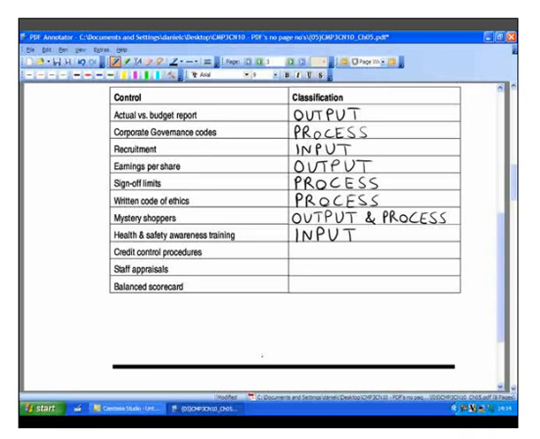Having credit control procedures, for example, chasing payments after they're overdue for a certain period, sending letters, perhaps starting legal proceedings if there's a significant delay in payment. These are process controls. It's a set of rules that you can follow. Staff appraisals are an output control. You're seeing how well people have performed during the time period. And the balanced scorecard is a good example of an output control. Provides a range of measures you can use to indicate whether things are going well in the organisation or not.